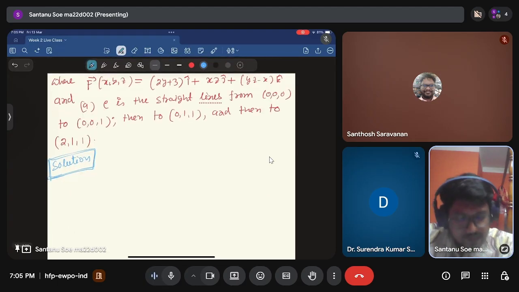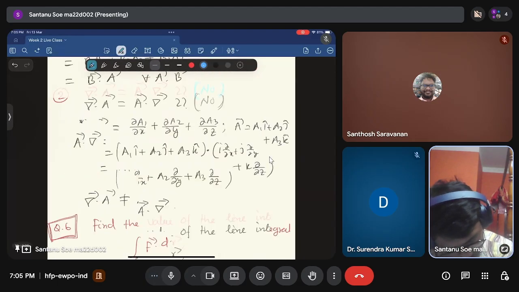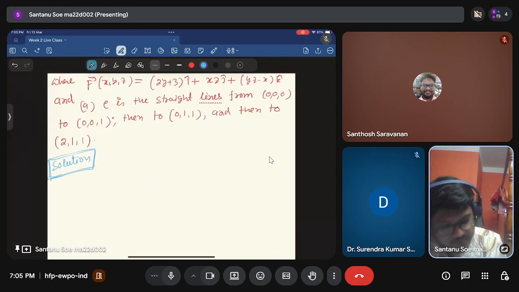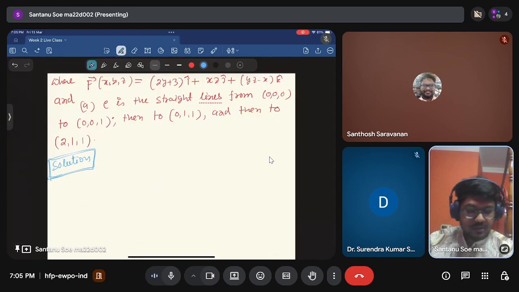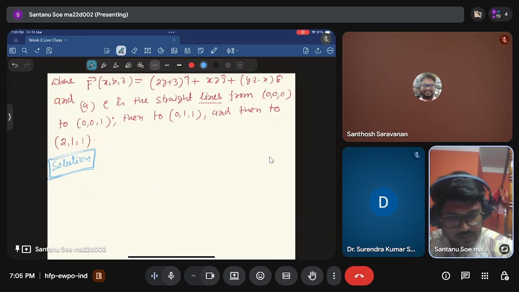So, solution. In this line integration question, three different paths are given, each joining one point to another. First from (0, 0, 0) to (0, 0, 1), then (0, 0, 1) to (0, 1, 1), and then (0, 1, 1) to (2, 1, 1). So we have three different paths. We can call them C1, C2, and C3. Then C is just the sum of those three paths, C1 plus C2 plus C3.